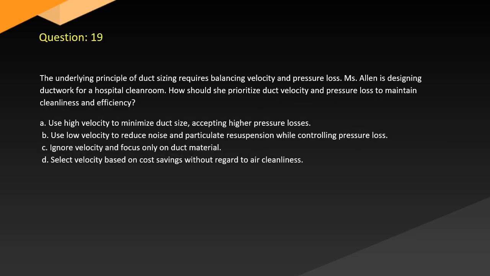Question 19. The underlying principle of duct sizing requires balancing velocity and pressure loss. Alan is designing ductwork for a hospital cleanroom. How should she prioritize duct velocity and pressure loss to maintain cleanliness and efficiency? A. Use high velocity to minimize duct size, accepting higher pressure losses. B. Use low velocity to reduce noise and particulate resuspension while controlling pressure loss. C. Ignore velocity and focus only on duct material. D. Select velocity based on cost savings without regard to air cleanliness.